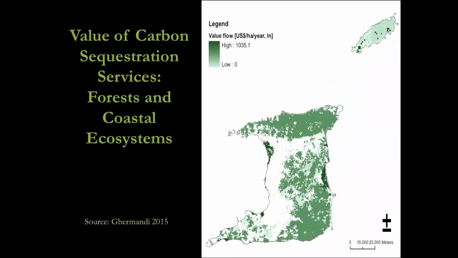In this map here, I show you the value of carbon sequestration services from our forest and coastal ecosystems. This was done as a part of the Pro-EcoServe project undertaken in Trinidad between 2010 and 2015 under the overall aegis of the UN Environment. And it uses a combination of local and global data to try to generate the most accurate map possible.